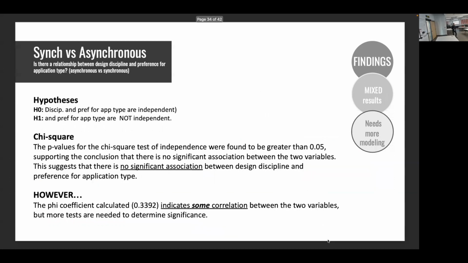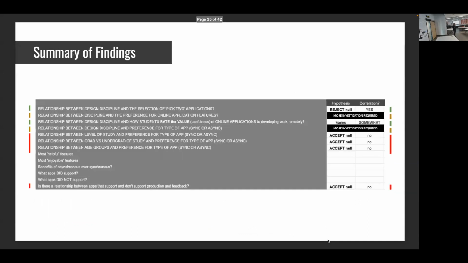All right, synchronous versus asynchronous. Kind of interesting. These are my hypotheses. Needs more modeling. It is pointing towards no significance. However, it indicates that there could be, so I need more modeling.